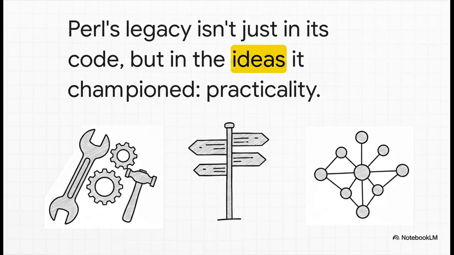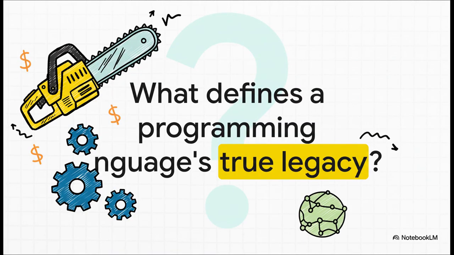So yeah, Perl's true legacy isn't just the millions of lines of code still powering parts of the internet. It's in the revolutionary ideas it championed. Practicality, freedom for the programmer, and the sheer power of a collaborative, open-source community. And that leaves us with a final question to chew on. In a tech world that changes like every 5 minutes, what truly defines a language's legacy? Is it just how popular it is right now, or is it the foundational ideas it gives to all the languages that come next? Something to think about.